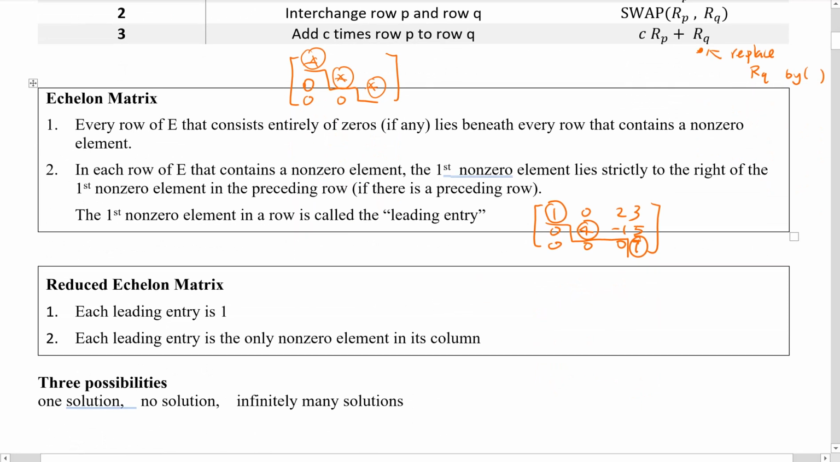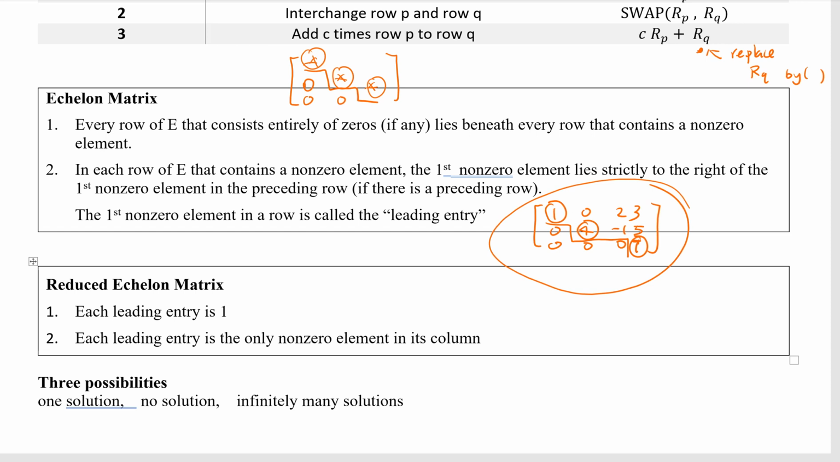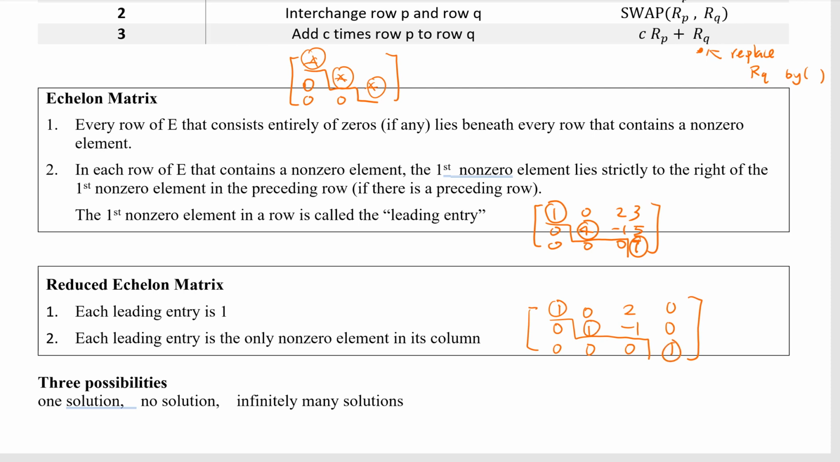Okay, a reduced echelon matrix is an echelon matrix with more requirements. First, each leading entry is 1. Second, each leading entry is the only non-zero element in its column. So the previous example is not a reduced echelon matrix. A reduced echelon matrix should look like that. Here we have the stair shape and the leading entries are 1, and each is the only non-zero entry in its column. Okay, so this column has no leading entry, which means the corresponding variable is free.